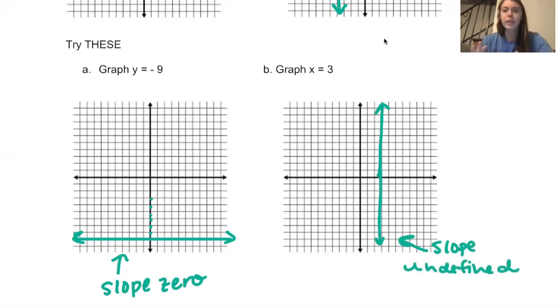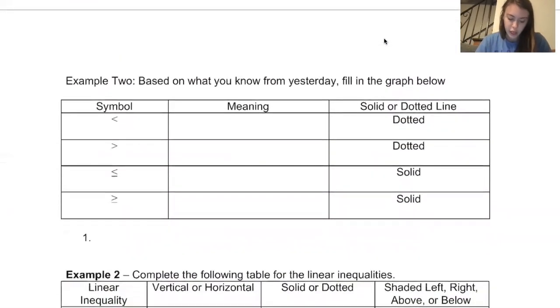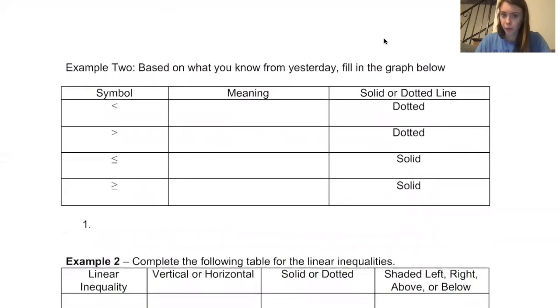Okay, so hopefully we get that down. It really isn't too bad. We're going to use that information to finally graph some inequalities on the coordinate plane. But real quick, I want you guys to try to fill in the meaning of what all these symbols mean. I'll give you 30 more seconds and then I'll fill them in. And then try to pay attention to what is dotted and what is solid.